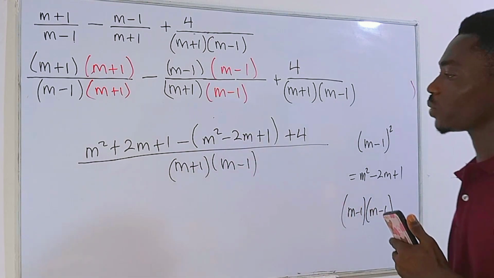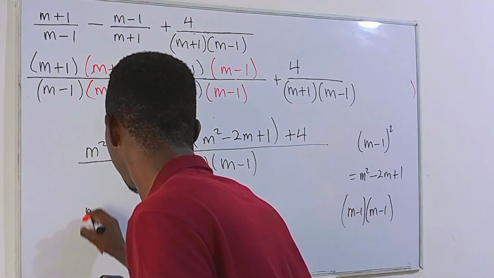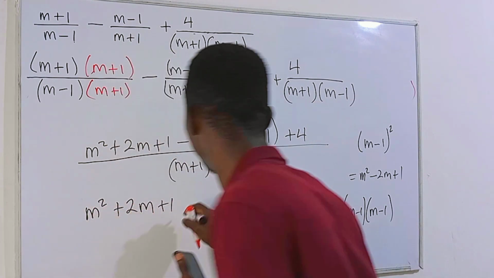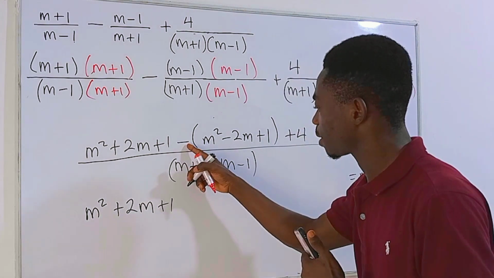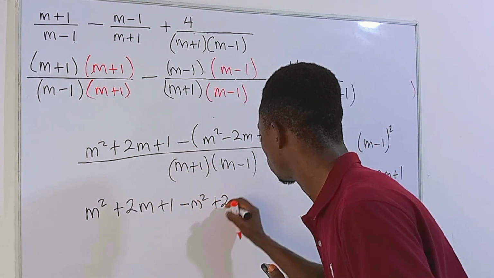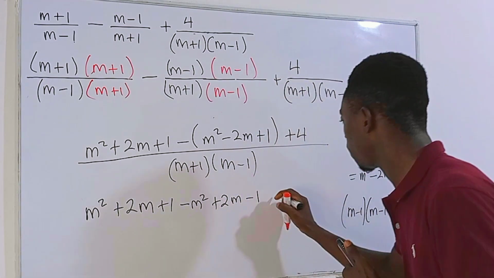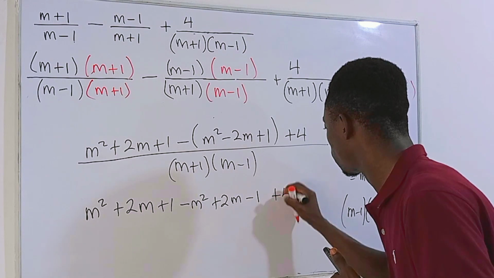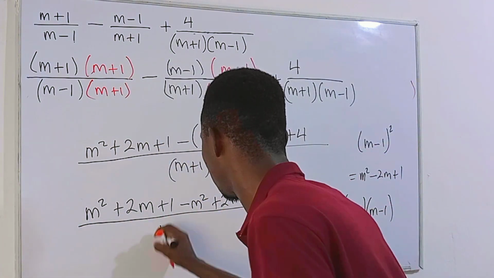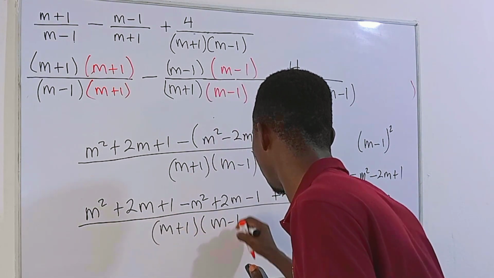And this time round, we can distribute this negative, right? So we are going to have m squared plus 2m plus 1. Then we are distributing this negative, we are going to have minus m squared plus 2m minus 1. Then plus this right here, which is 4. Great. Then all divided by m plus 1 times m minus 1.